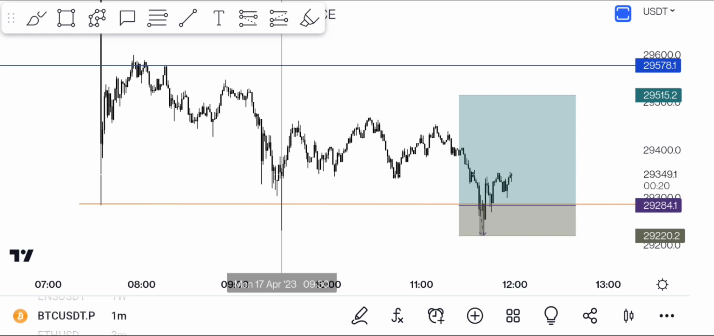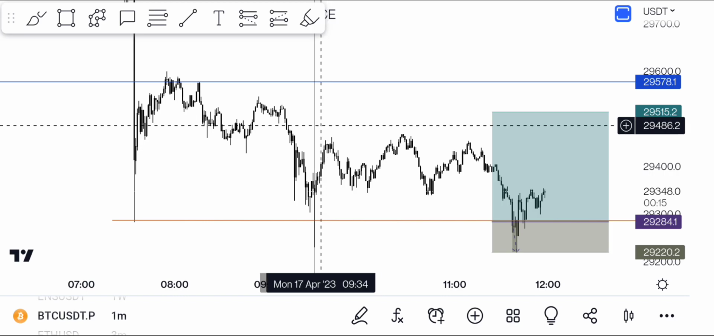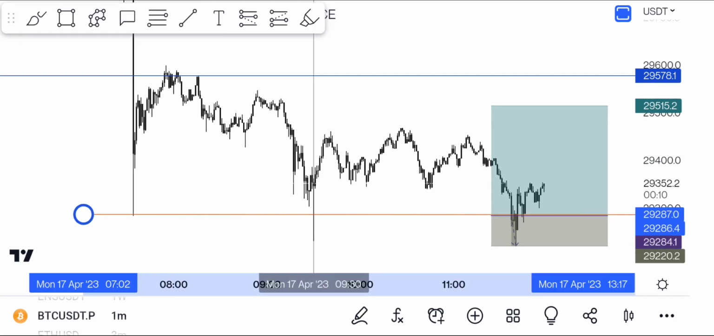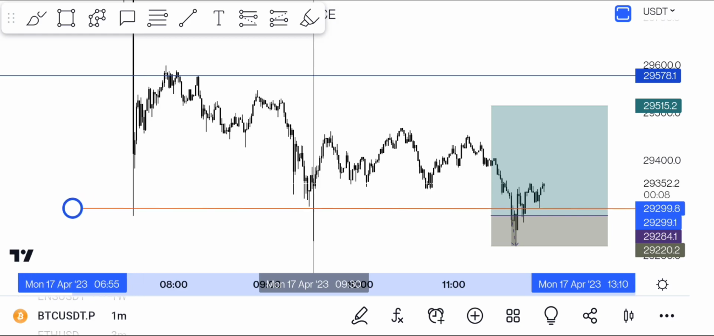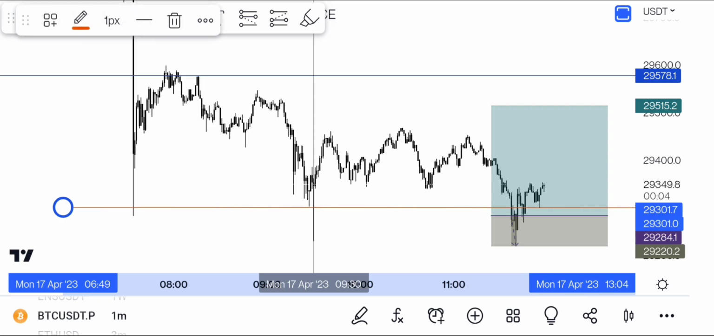Okay, so what I did is I draw this vertical line at 9:30 New York time, okay, and I draw this support line below these swing lows before 9:30, okay.